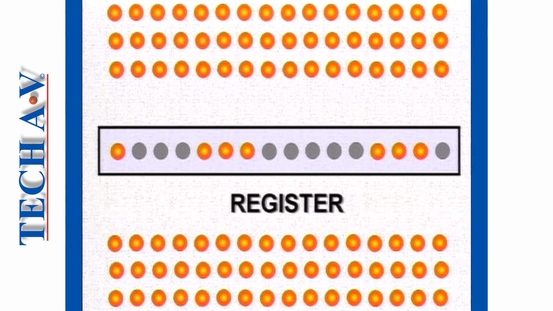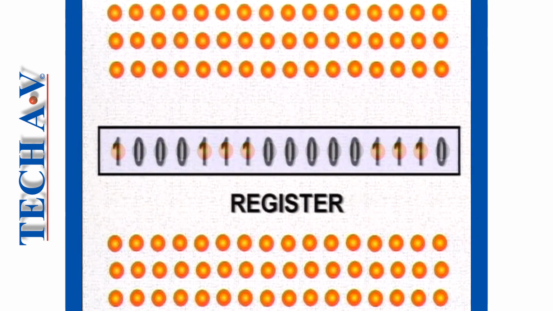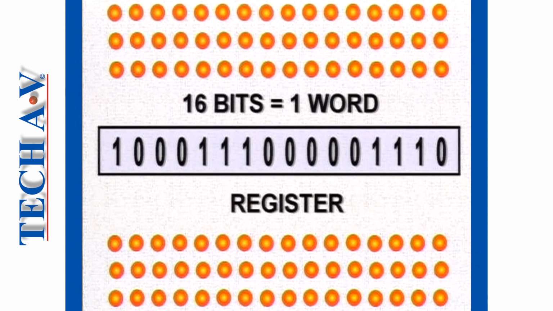The switches are in fact binary digits or bits which have a value of either 0 or 1, and a group of bits is called a word, which is the fundamental unit of information used in almost all computers.